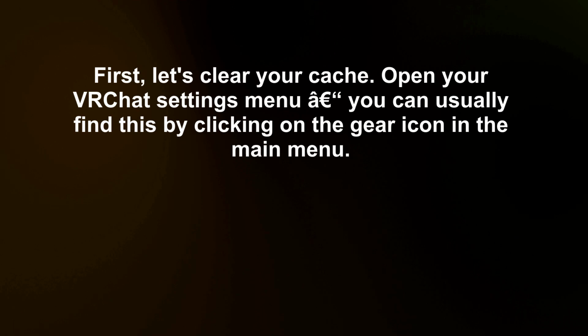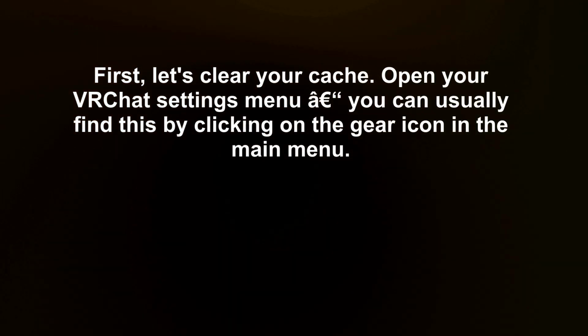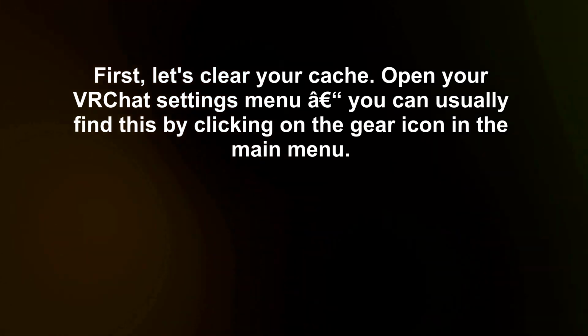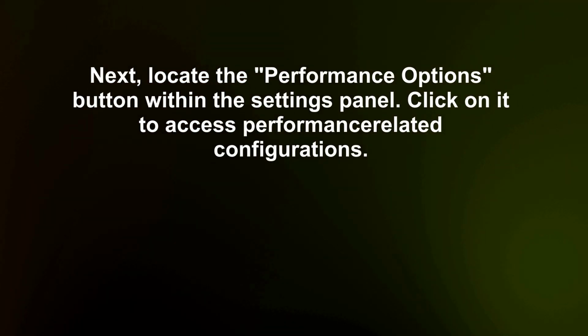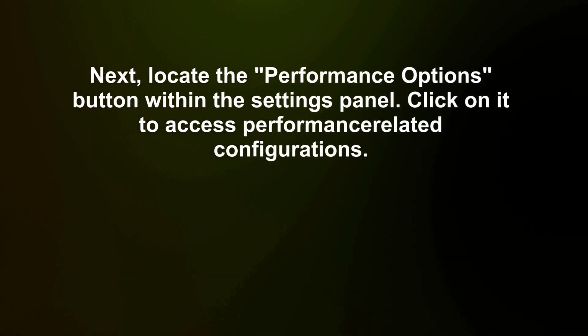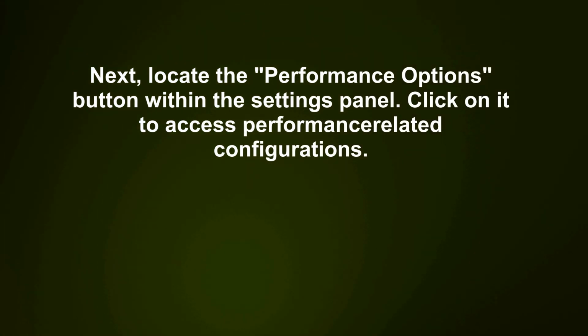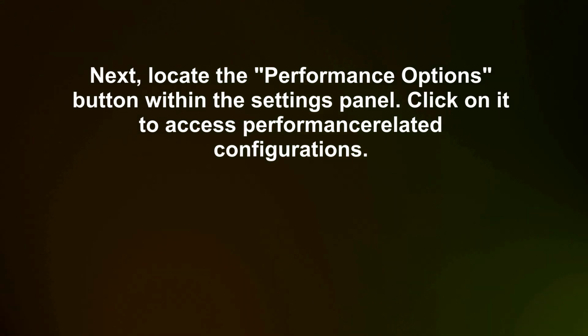Open your VRChat settings menu. You can usually find this by clicking on the gear icon in the main menu. Next, locate the Performance Options button within the Settings panel. Click on it to access performance-related configurations.